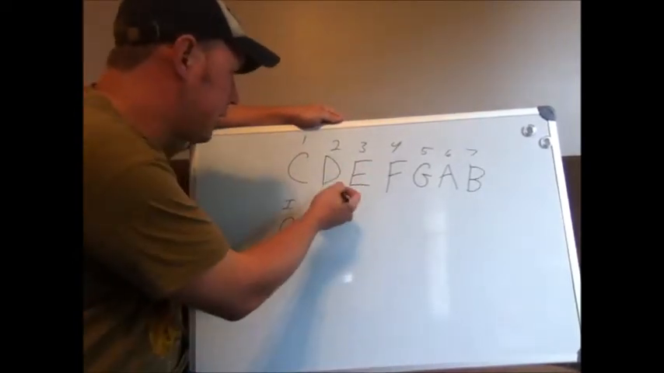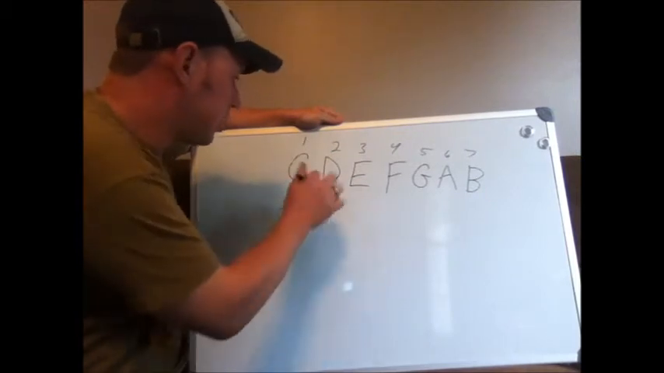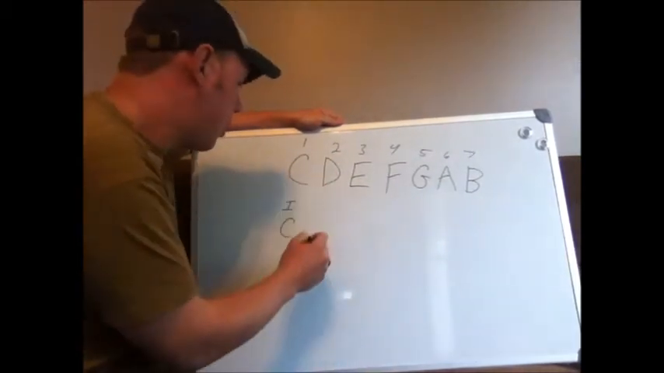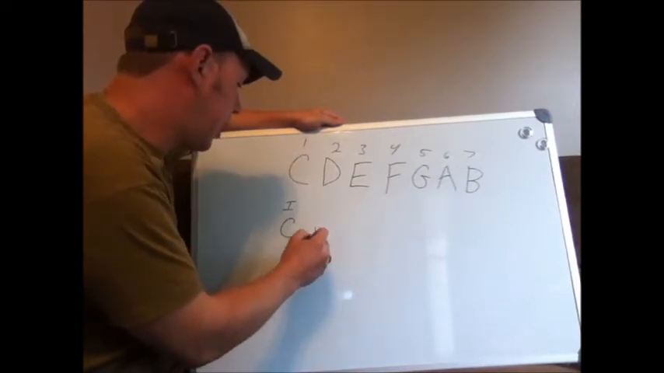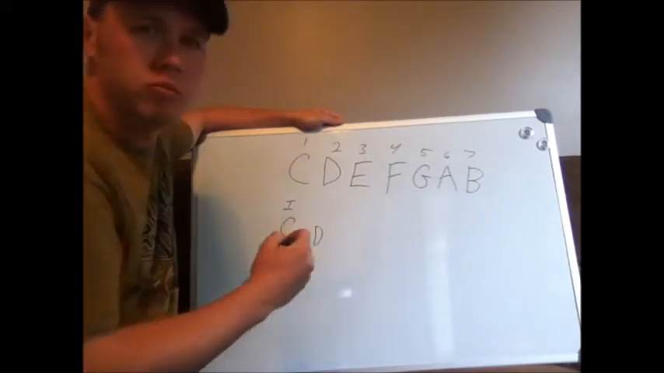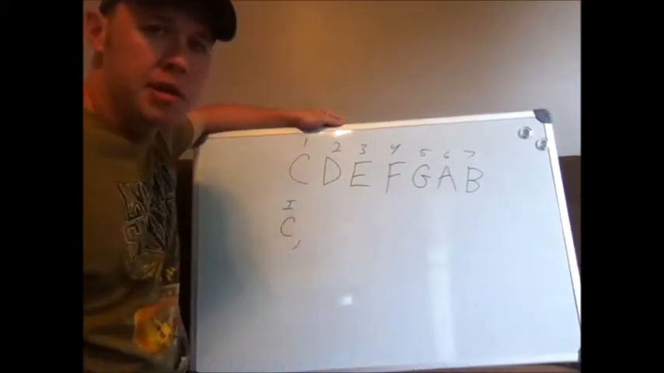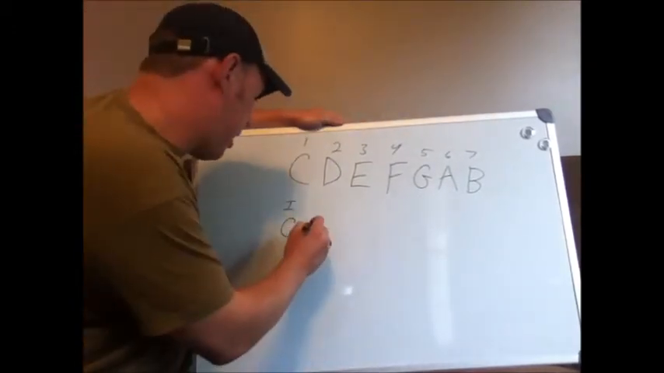Second one is going to be D, obviously. As we go, the root of each chord is going to be that first note. So the next chord you would play in that progression is a D. Now, is it going to be a major? Is it going to be a minor? That's what we're going to figure out right now.